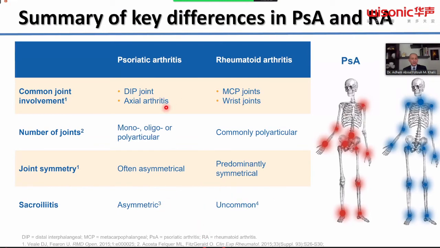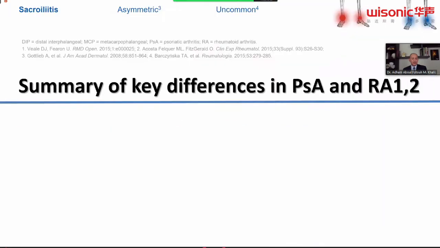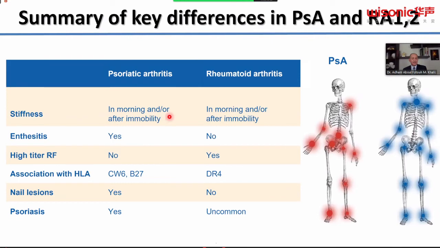Which joints, is it polyarticular, symmetrical, asymmetrical, which joints to affect? If there is enthesitis, it would go to the psoriatic. High titer of rheumatoid factor would favor rheumatoid arthritis. Which gene alleles, nail lesions would go to the psoriatic arthritis. You have a skin psoriasis that makes your life easier, and so forth.